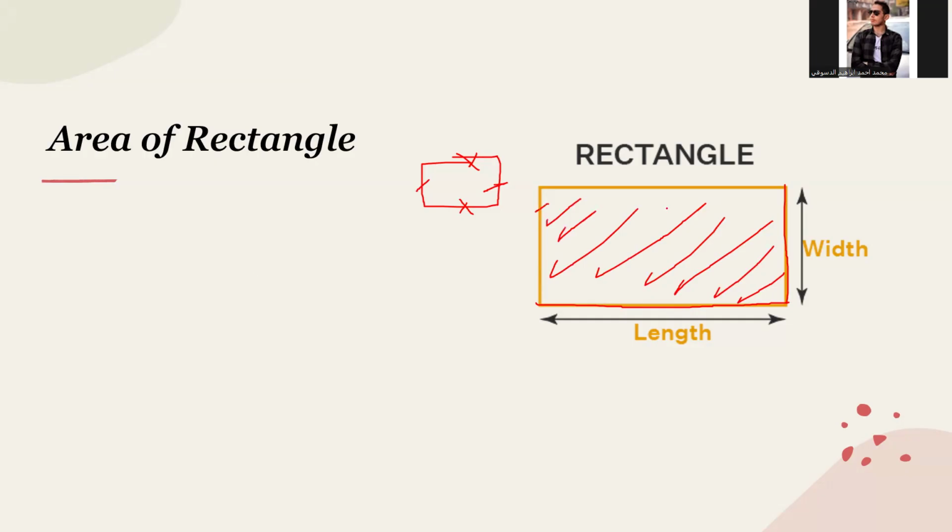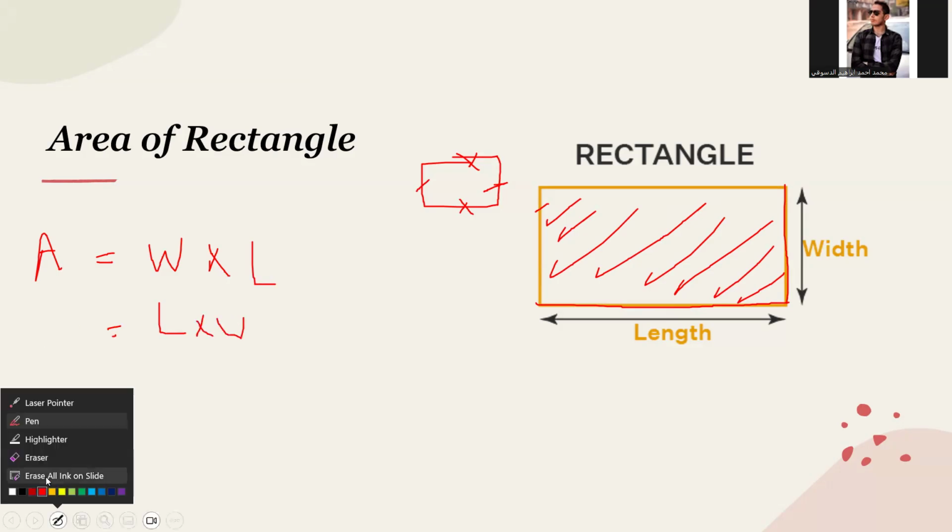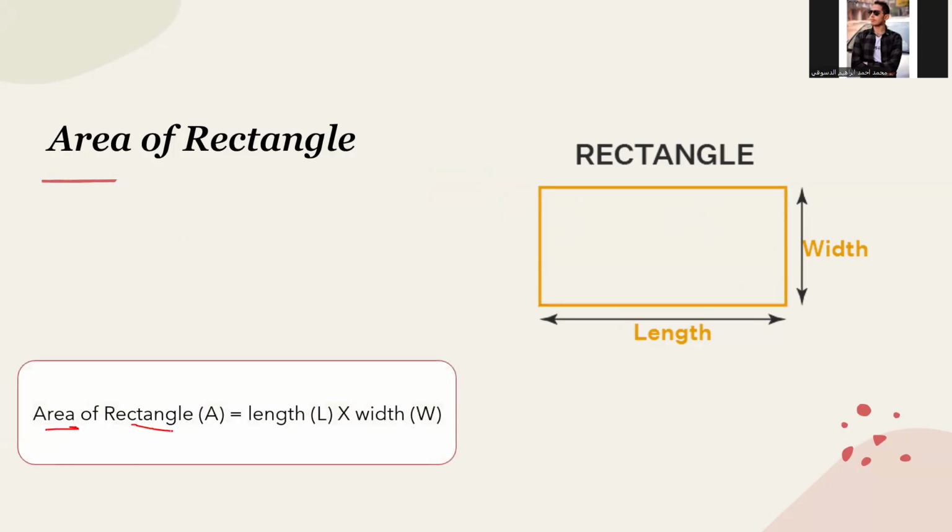Okay, so from this, we can find that the area is width times length, or length times width. And that's it. That's the formula. Because you can find out that the area of the rectangle is length times width.